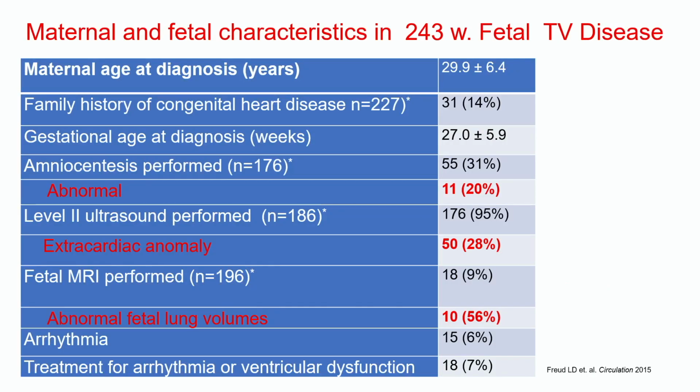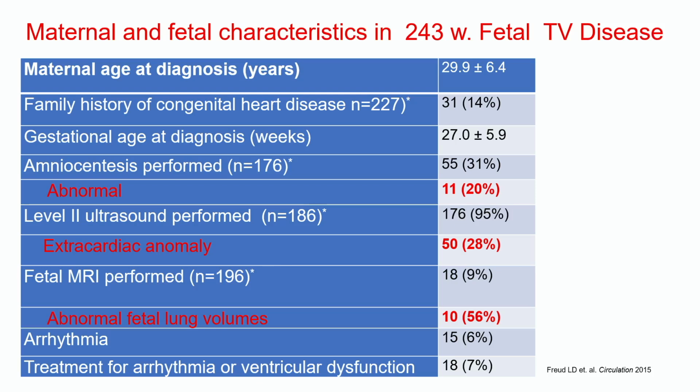So when they evaluated the patients in this cohort, they found some interesting features. First of all, that the amniocentesis was abnormal in about 20%, which is a little bit surprising because Ebstein's anomaly, I think, is not something that we who do clinical care really think of as having chromosome anomalies. Of the patients who had a level 2 ultrasound, surprisingly, not all of them were reported, only 186.